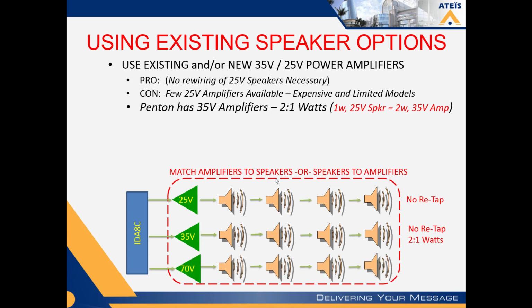Penton Audio has several sizes of dual-channel 35-volt amplifiers, and they work just fine on a 25-volt speaker circuit. No problem whatsoever. The only physical issue is that whatever the wattages are on your 25-volt system, it's going to look like twice that to a 35-volt amplifier. So if you have 10 25-volt speakers, all tapped at 1 watt on a circuit, that's going to be 10 watts to a 25-volt. Well, that actually looks like a 20-watt load to a 35-volt amplifier. Still works fine, does everything, you just have to make sure you size the amplifier to whatever the speaker load will be, or all the speakers on that circuit, and you don't have to do any retapping or wiring of the speakers.